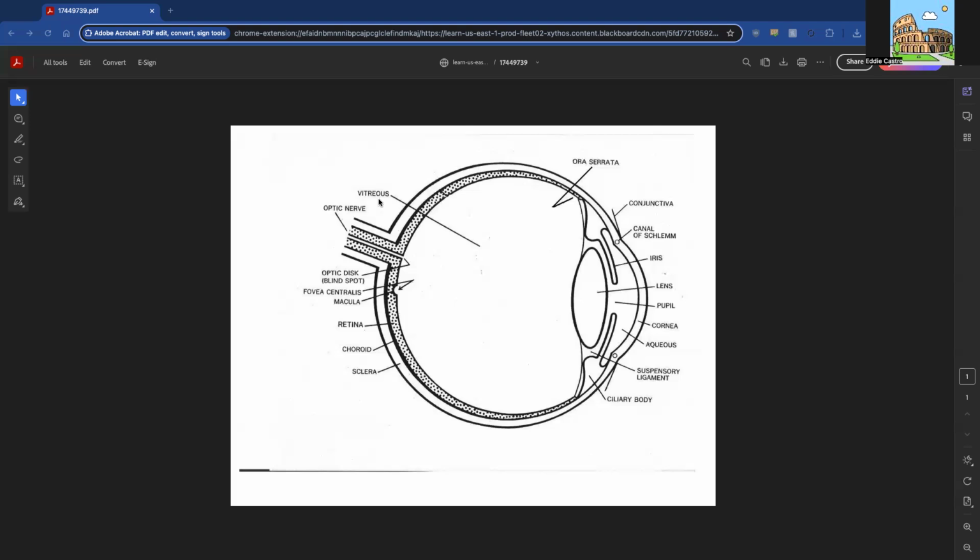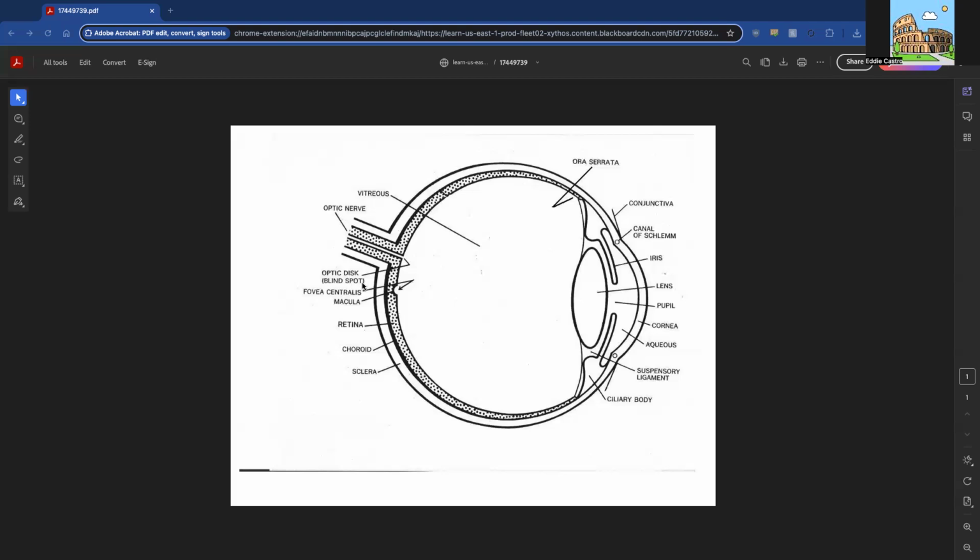The vitreous humor is located in the posterior chamber of the eye, filling the space between the lens and the retina at the back of the eye. This clear jelly-like substance helps maintain the eye's shape and supports the retina. The optic nerve is located at the back of the eye, extending from the optic disc. It connects the eye to the brain and carries visual information in the form of nerve impulses.